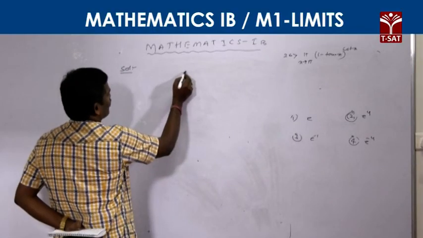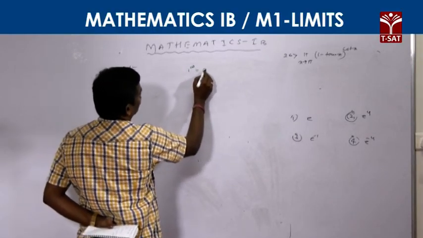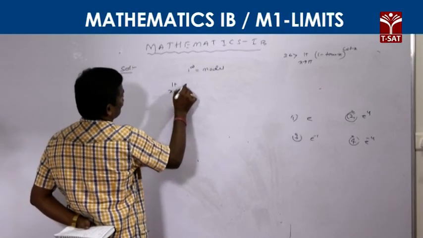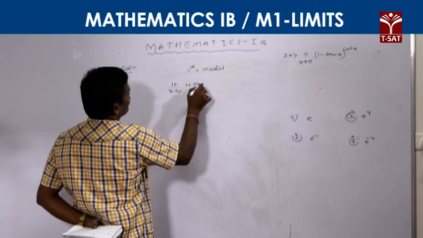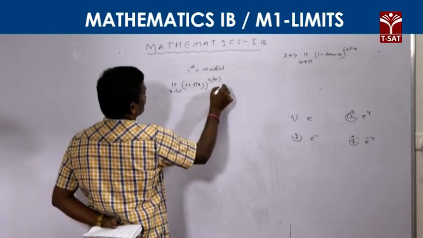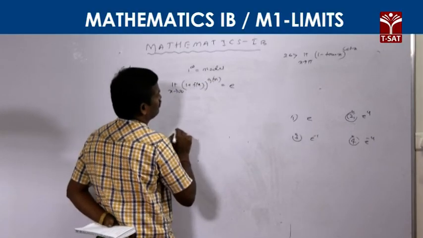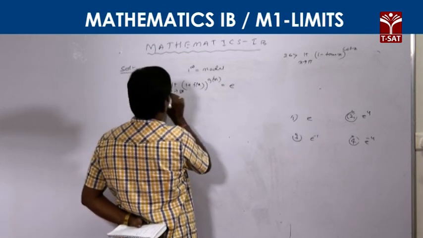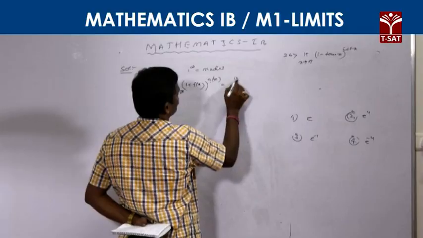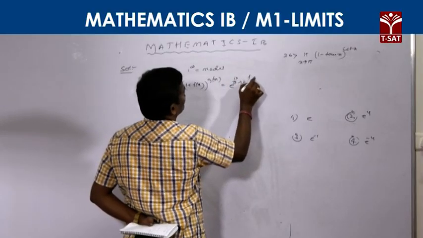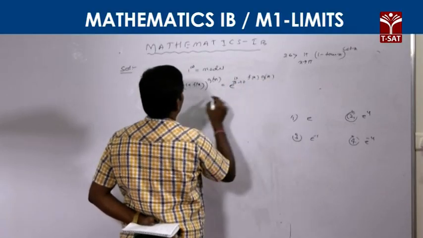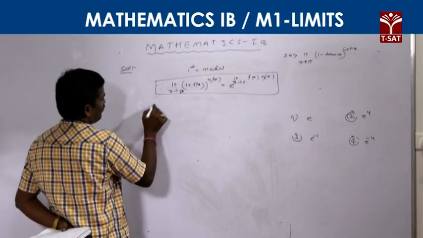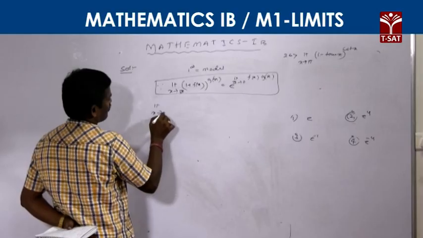So this is in the form of 1 power infinity model. So that format is what? Limit extends to 0, 1 plus f of x to the power g of x. That answer is what? Limit extends to pi, here it is 0. This is a formula model. So limit extends to 0, f of x into g of x. So we are going to conduct into this model. So limit extends to pi.